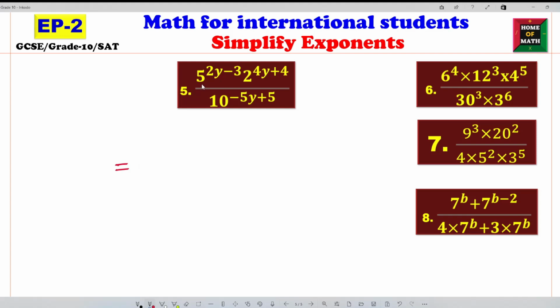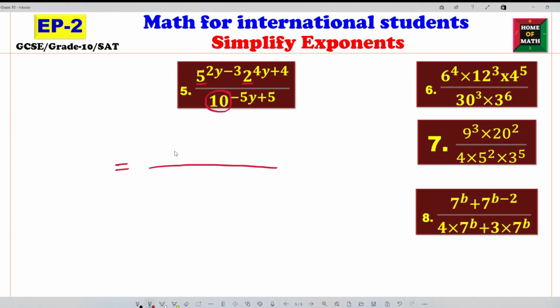Here is 5 to the power 2y minus 3, times 2 to the power 4y plus 4, divided by 10 to the power minus 5y plus 5. So first one, look, here is 5, here is 2, but in the denominator here is 10.